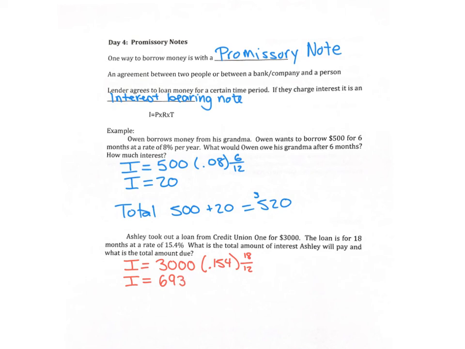$693 in interest. Then if we want to figure out the total that she's going to owe, she would owe $3,000 plus the $693 that she owes in interest, and she'll owe $3,693 total.